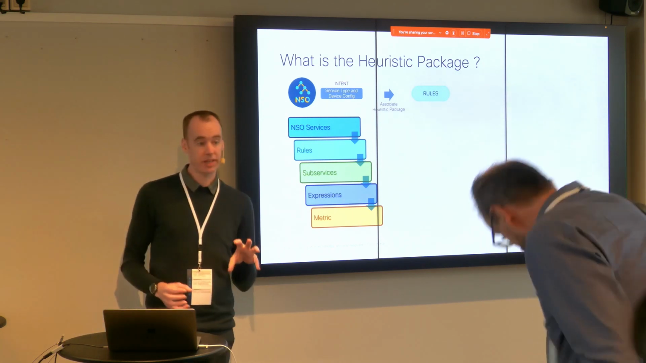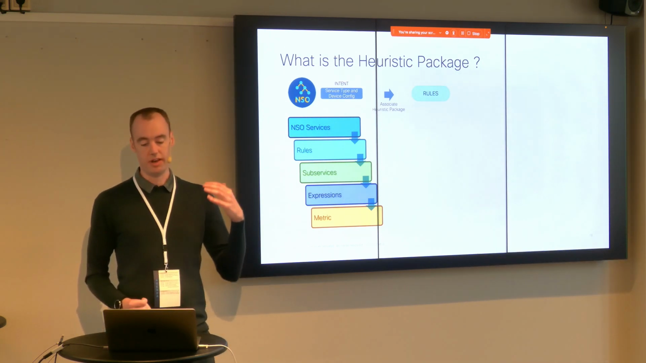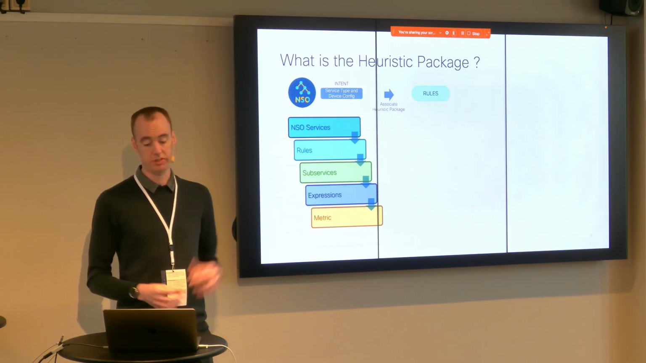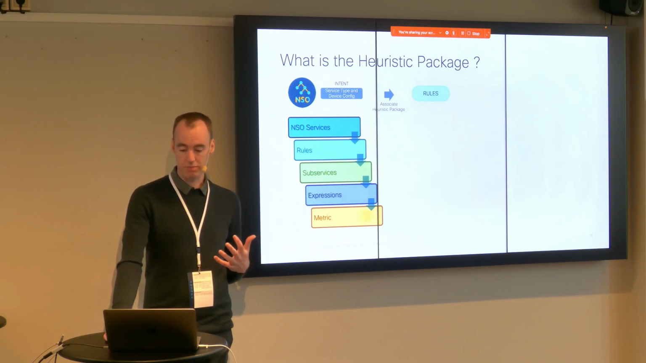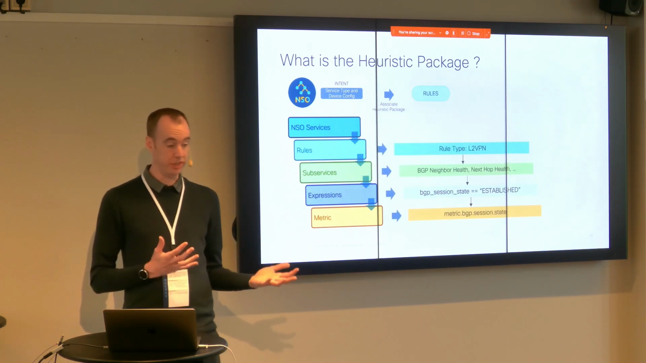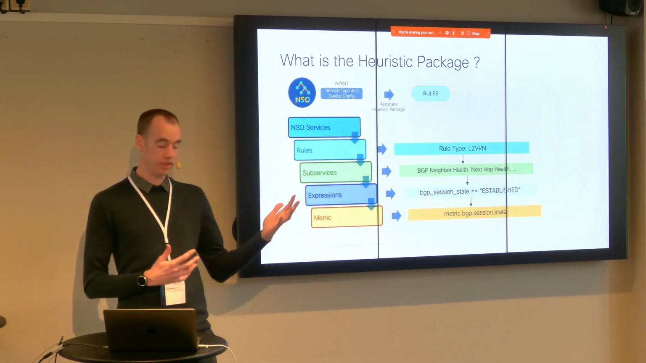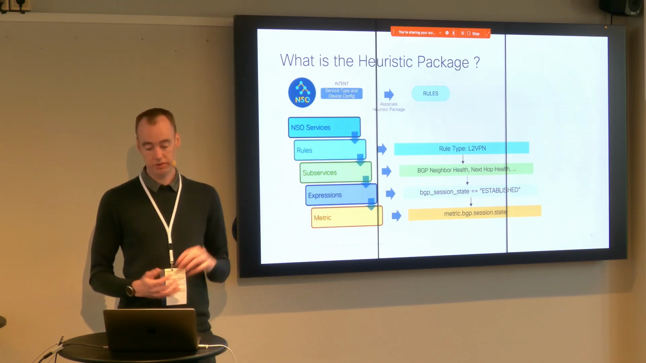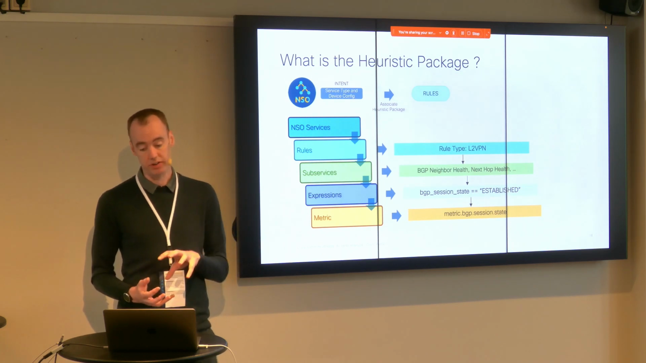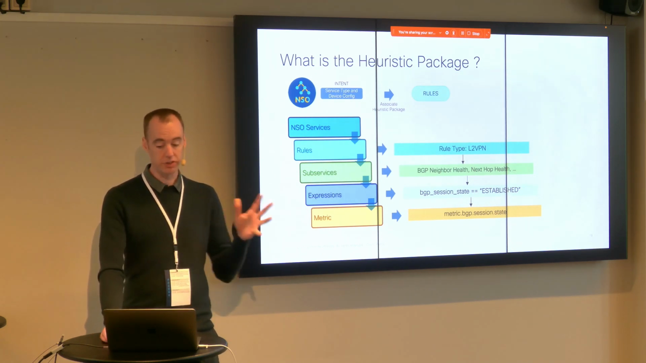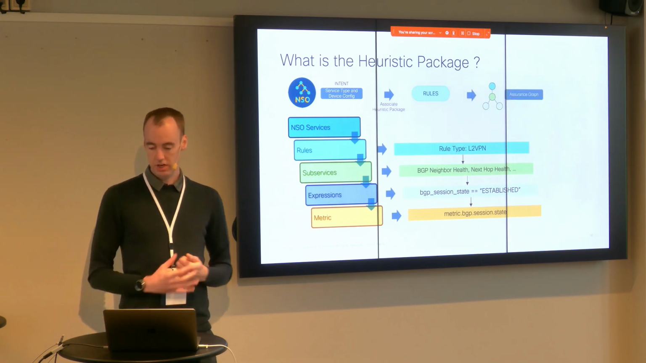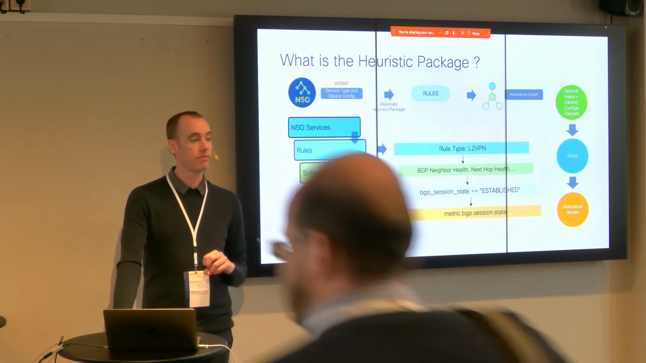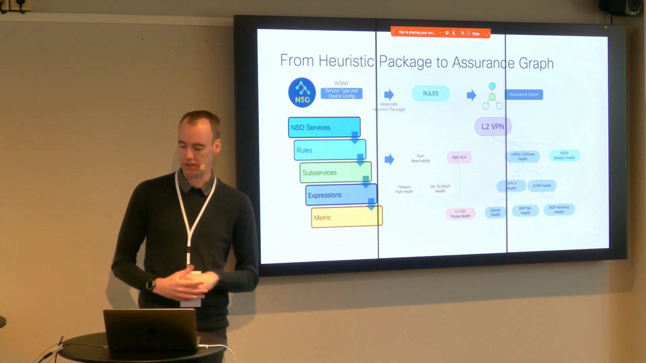So the way the Heuristic package works, you have your services, and then you'll create rules for those services, sub-services, so that will be things like your BGP neighbors, and then expressions, metrics. As you can see here, for example, your BGP session state is established. There's lots of these already provided, and you can add more to your custom rules, and you can then create profiles to give different thresholds for when these things change. And then all of that is used in CNC to generate the assurance graph, which looks a bit like this.